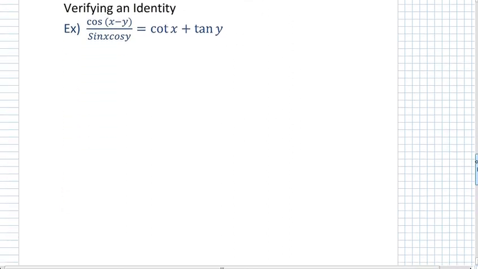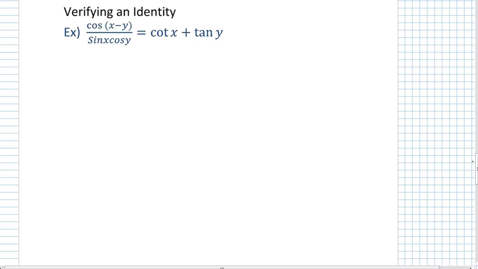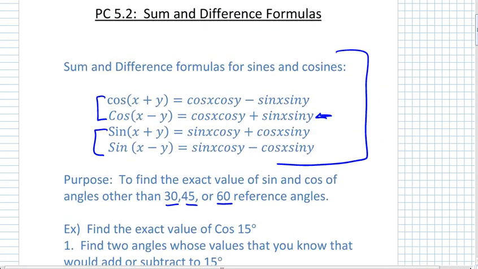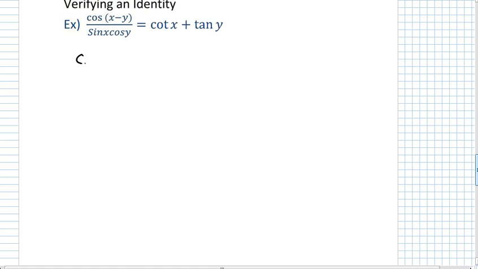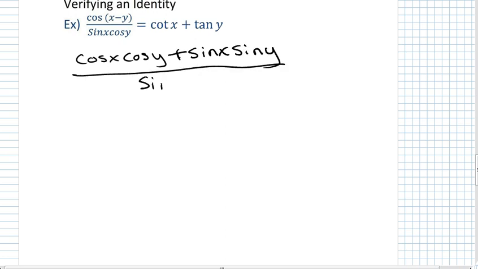The last thing that you can do with these formulas is you can use them to verify identities just like we've been doing. So cosine x minus y, if you remember going back up here, cosine x minus y is cosine x cosine y plus sine x sine y. So you can make it cosine x cosine y plus sine x sine y over sine x cosine y.